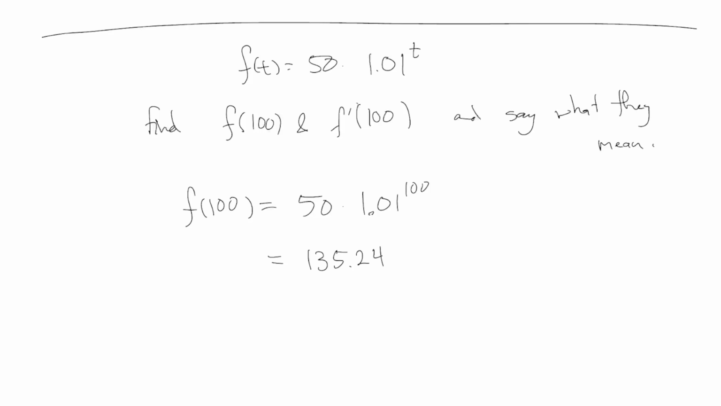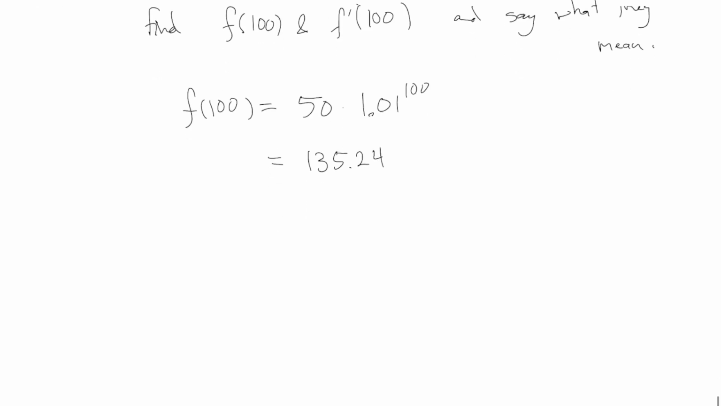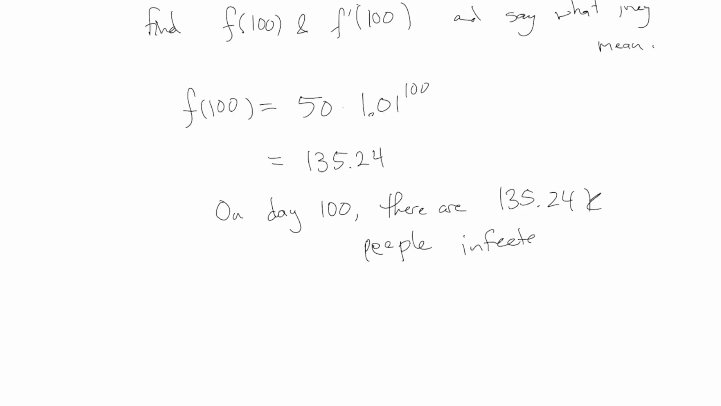So what does that mean? Remember, f of t is the number of people infected on day t. So my interpretation of this would be: on day 100, there are 135.24 thousand people infected. I said before, all the numbers are to be interpreted as thousands, so that's why I put this little k over here. All right, that's the meaning of f of 100.